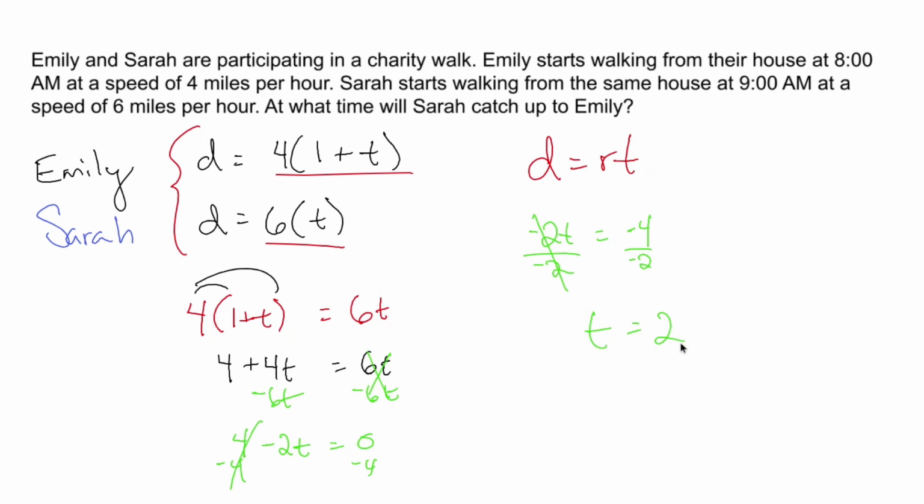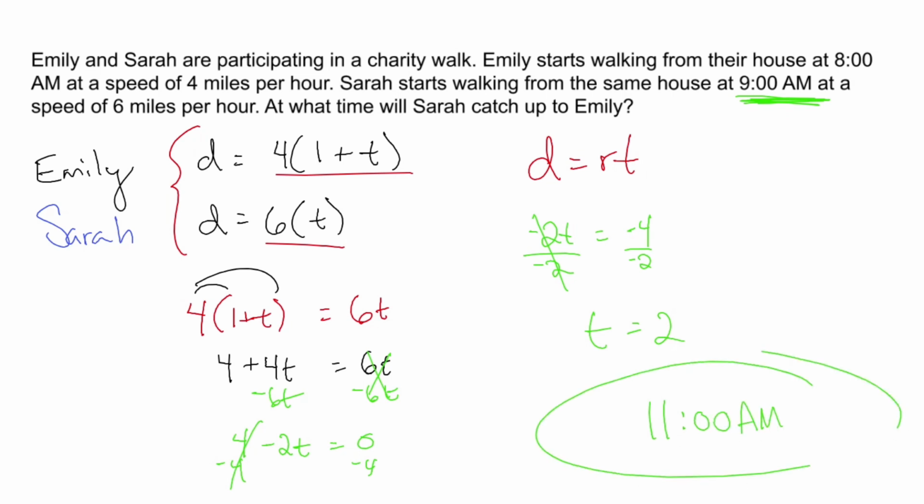So T represented Sarah's time. Sarah left at 9 a.m., so 2 hours after 9 a.m. is going to be 11 a.m., and that's when she caught up. Tricky problem, very strange. Also as strange as me trying to draw a circle and not completing it, but that's how you do it.